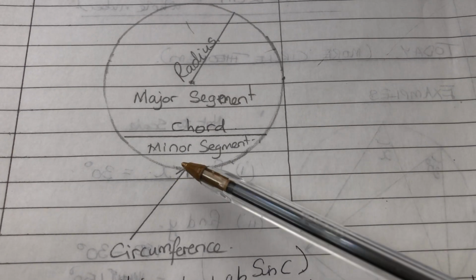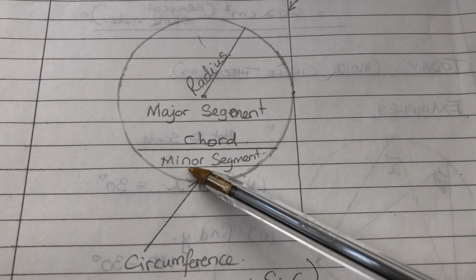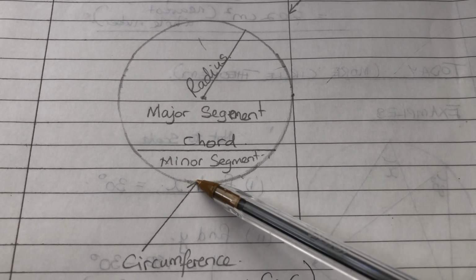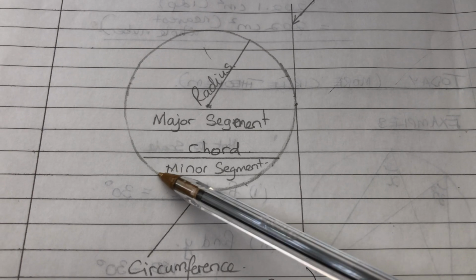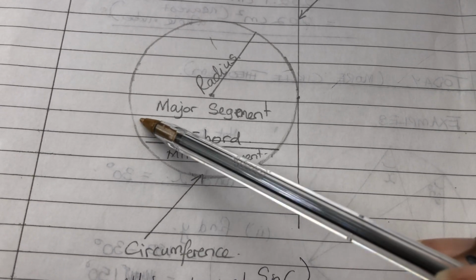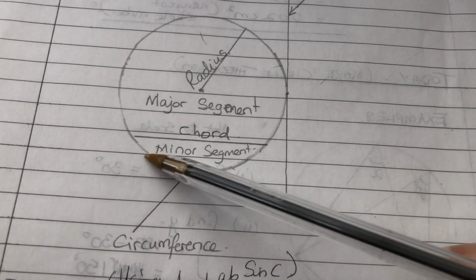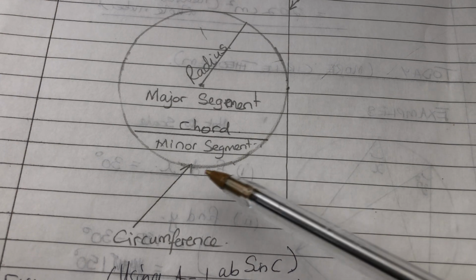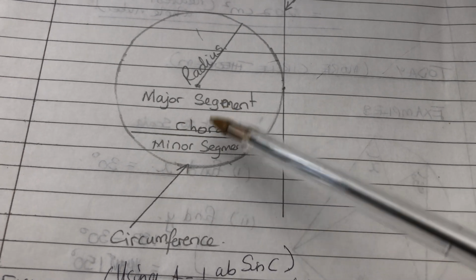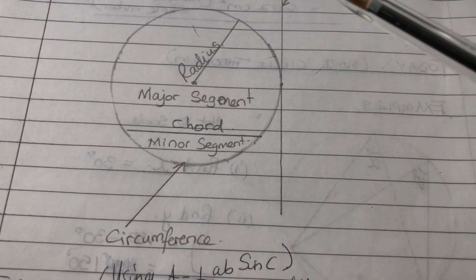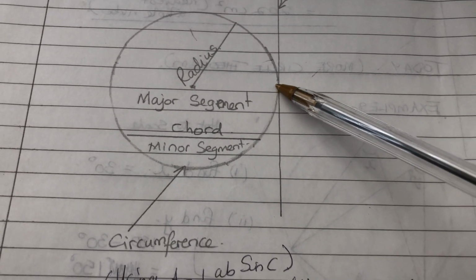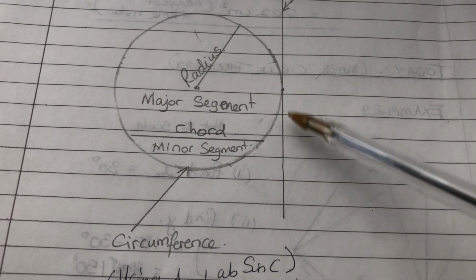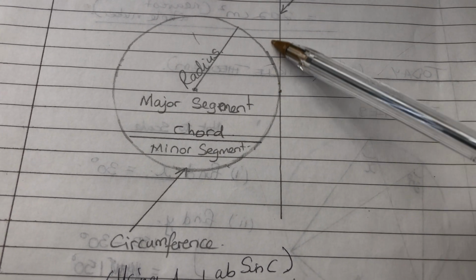Now this is the circumference. The circumference is like a length. If you are in a circular field in real life and you walk around it and come back to this point, you've just walked the circumference of a circular field.